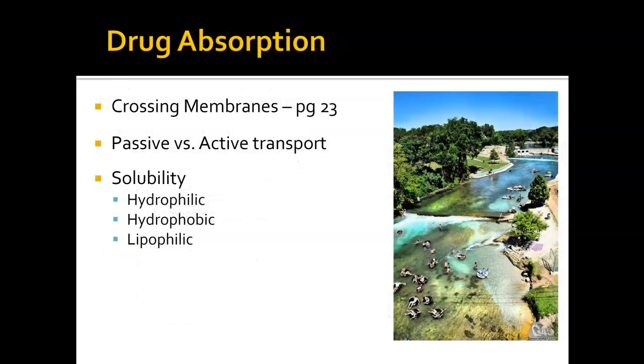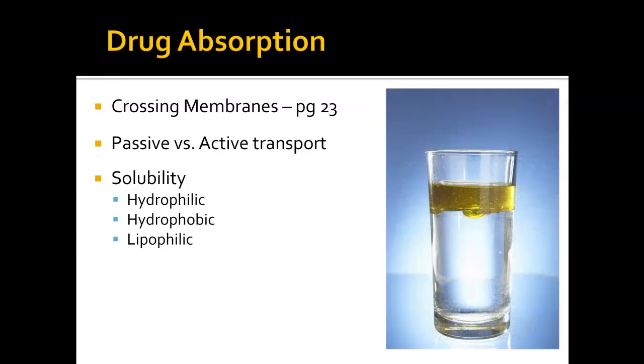The book does talk about passive and active transport, and that's when we talk about the different levels of solubility. Just reminding you, if something is hydrophilic, it's going to be much more dissolvable in water and that kind of stuff. How do we get across specific barriers? And I think I have a picture coming up. There's my oil and water.